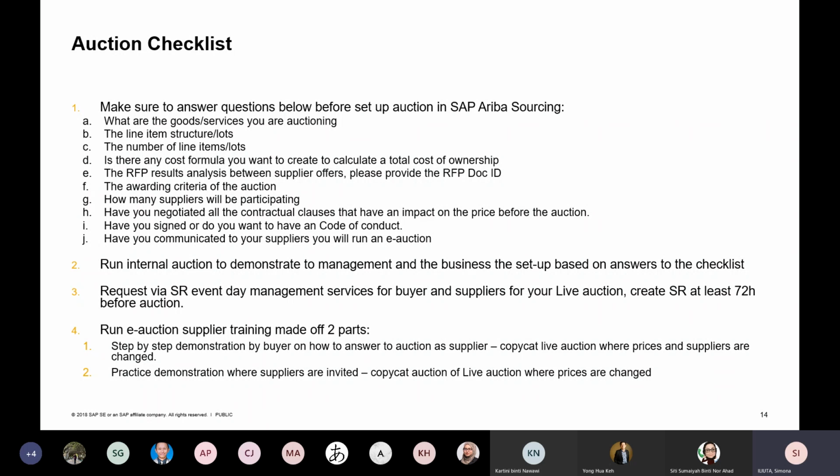The number of line items and lots. How many do we have? 10, 20, 15, 100? What is the exact number of line items? Is there any cost formula you want to create to calculate some sort of total cost? The RFP results analysis between supplier offers. This is where you usually provide the RFP document ID and you must proceed with a calculation, guys, of the differences between the suppliers' bids.